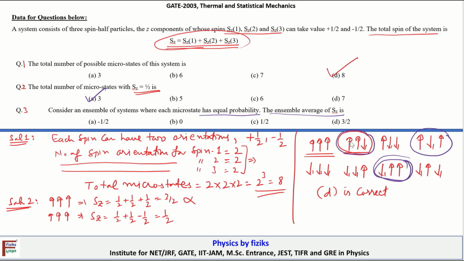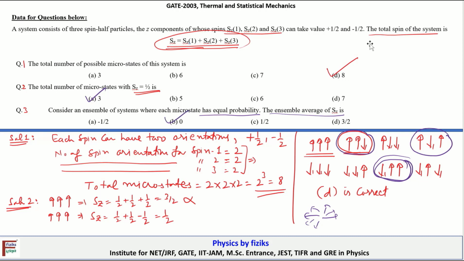Okay, so that means for an ensemble where each microstate has equal probability, the ensemble average for Sz will turn out to be 0 here, because each spin has a possibility to point in any direction. So the net average will be 0. Therefore B is the correct option here for question number 3.